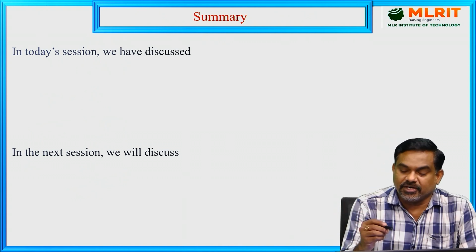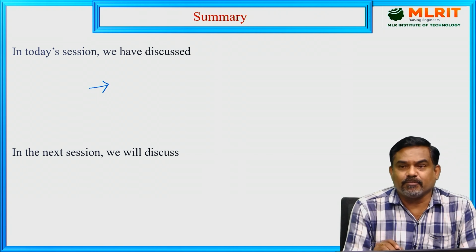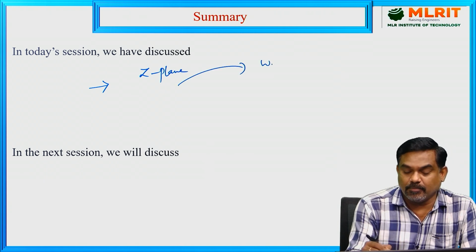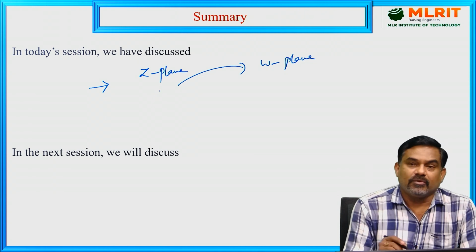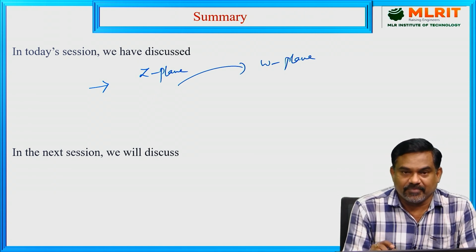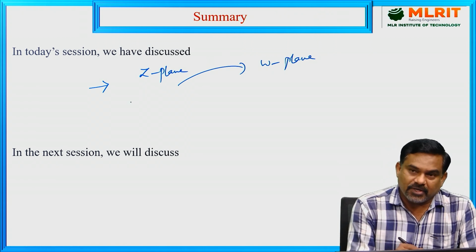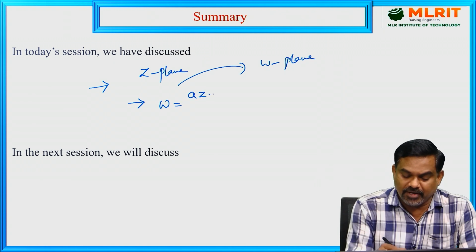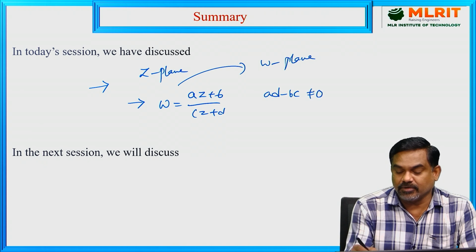So in today's session, we have solved some problems on bilinear transformation. That means if the points in the z plane which are converted into the w plane are given, then how to find the bilinear transformation? That is discussed in today's video. Now, first one should know what a bilinear transformation is, which is in the form of az plus b by cz plus d with the condition ad minus bc is not equal to 0.